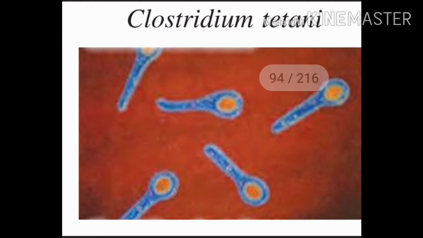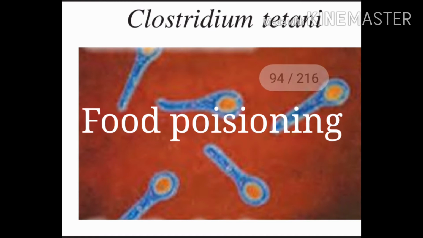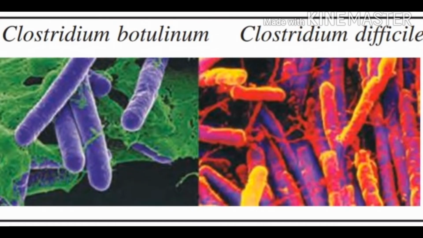The next bacteria we are going to learn is called Clostridium, which causes food poisoning. You might have heard the word food poisoning. Sometimes during a community feast, due to anaerobic conditions, the Clostridium bacteria grow in the food and release toxin in the food, which causes food poisoning.